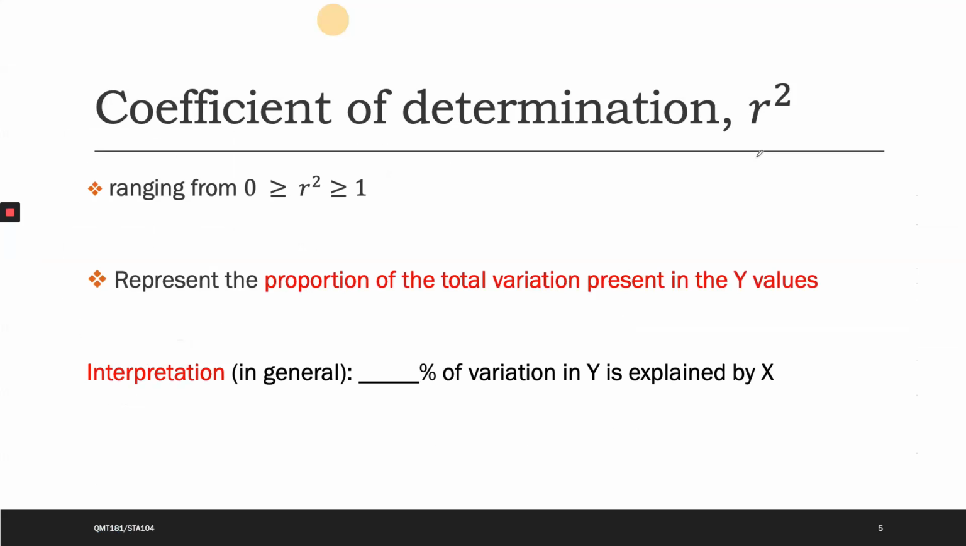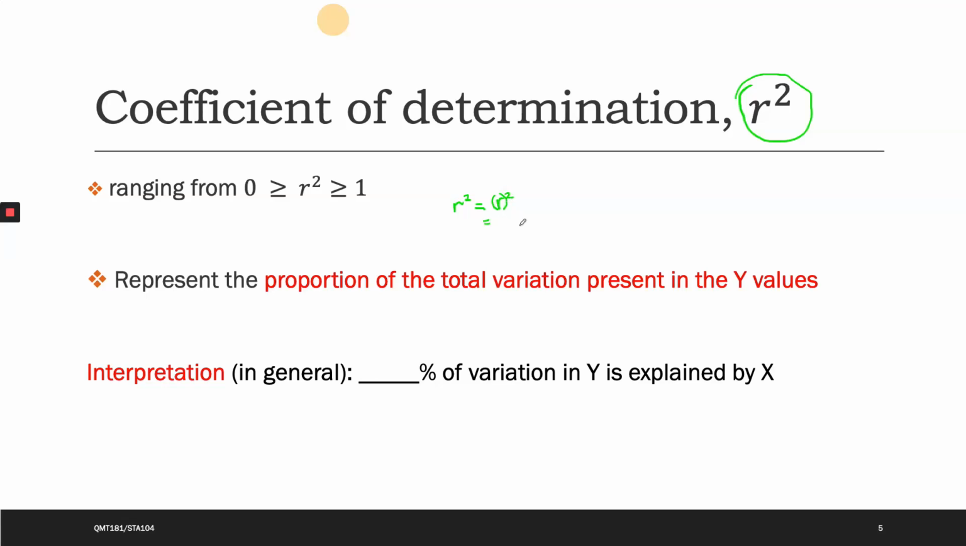Another information under regression that you can obtain is coefficient of determination, which is denoted by R square. And this value of R square is between 0 up to 1. From the coefficient of determination, it tells you the proportion of the total variation present in Y as explained by the regression equation. To find the R square, simply square the value of R that you obtain.